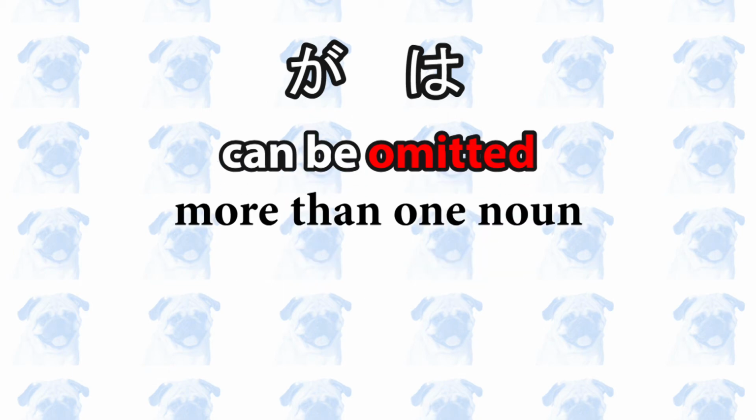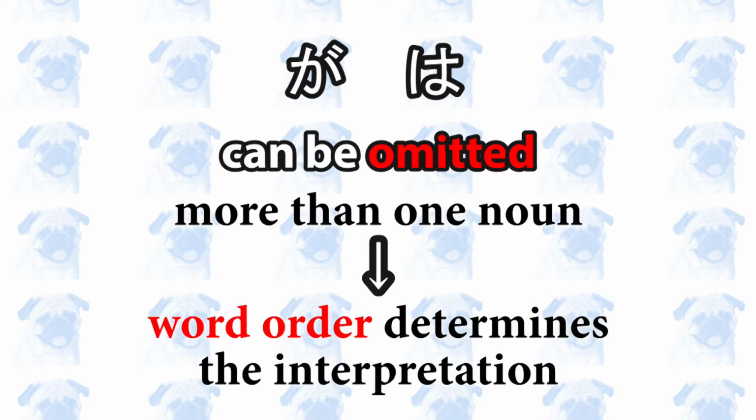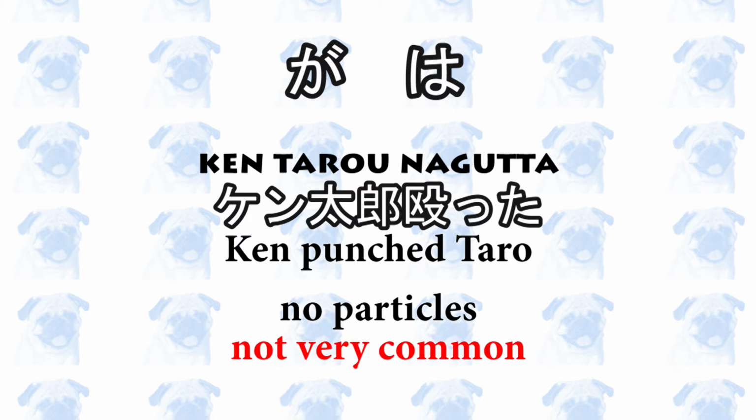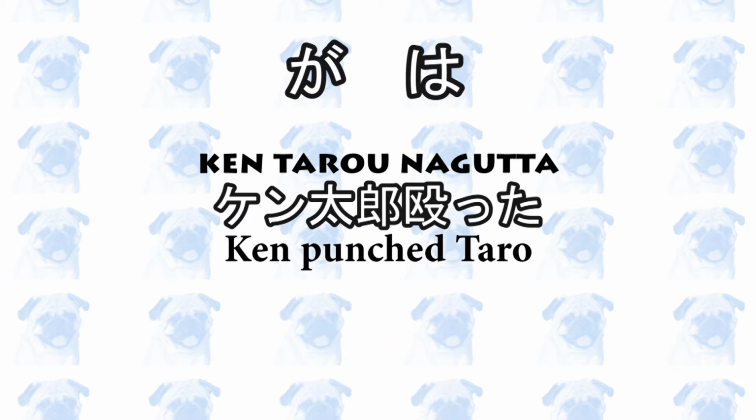If more than one noun appears in a sentence, the word order usually determines who is the doer and who is the recipient of the action. For example, in the sentence, Ken Taro nagutta, it will be quite unnatural to assume that Taro is the one who punched Ken. Of course, sentences like this one, where no particle is present, are not very common in real life and can be very confusing, so be sure to add at least one particle in your sentence to prevent misunderstandings. Now, let's move on to the differences.